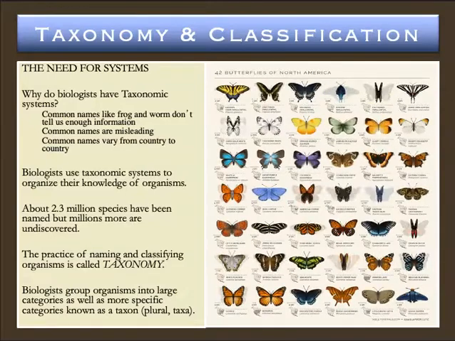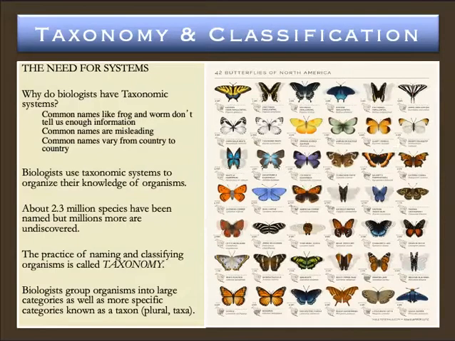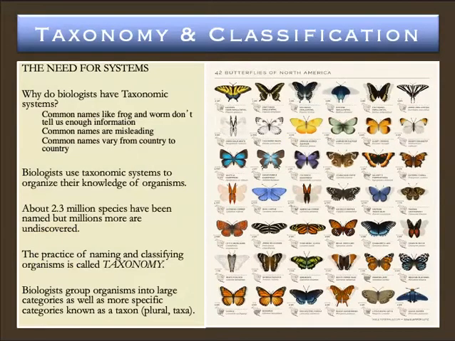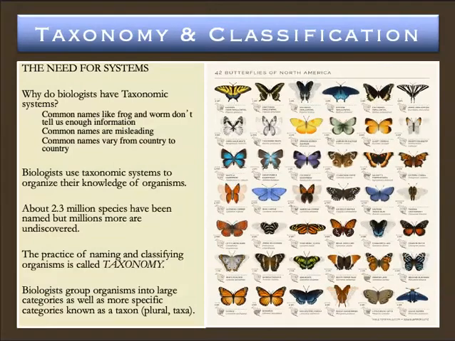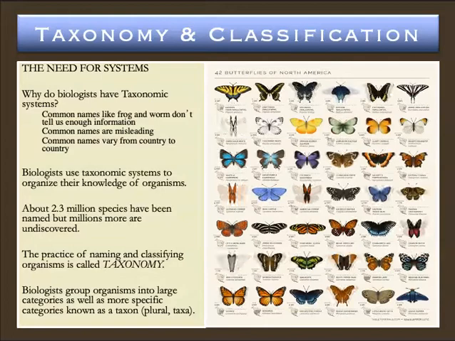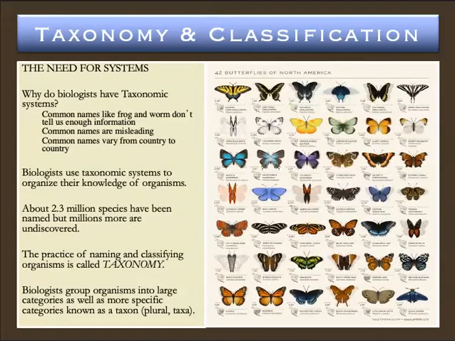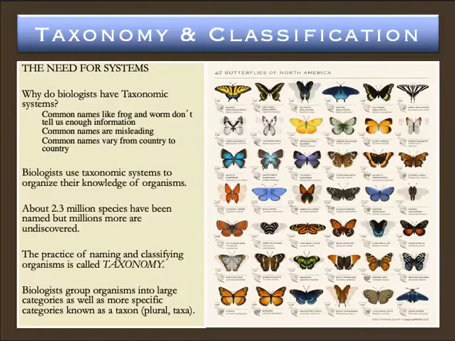Anyway, we use taxonomic systems to categorize organisms. So far about 2.3 million species have been categorized, but that's not even close to the number of species that are out there. So if you wanted to be a biologist and get your name up in lights, you could go find some new organism and have it named after yourself. Again, we call this system of classification, or the science of classification, taxonomy. It's also called cladistics, and it's how we group things.